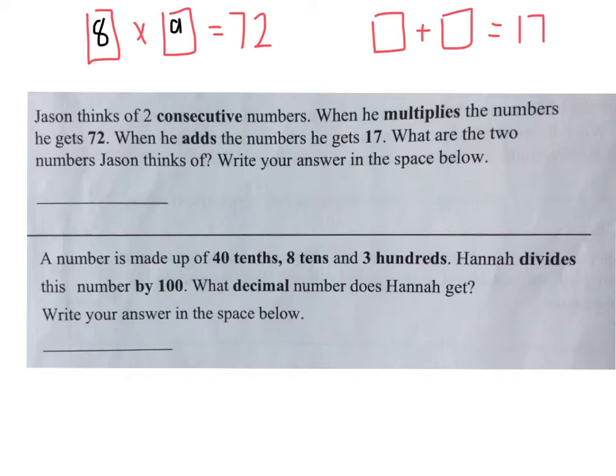8 multiplied by 9 is 72. 8 plus 9 is 17. My two answers then, 8 and 9.